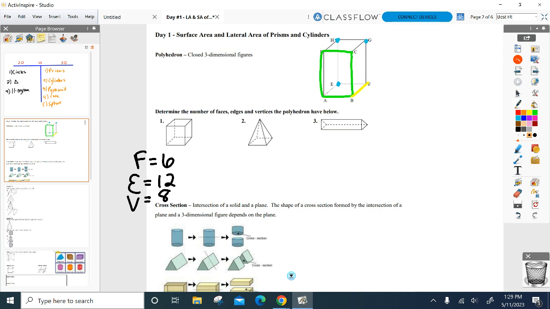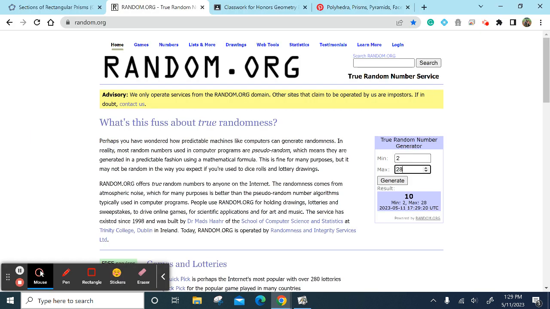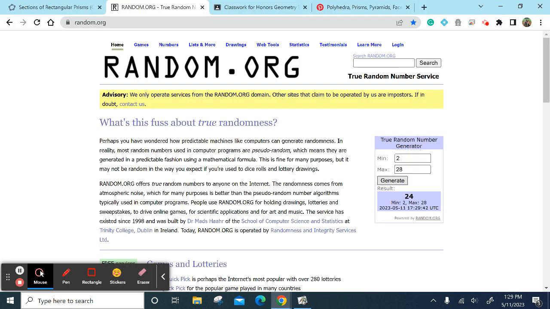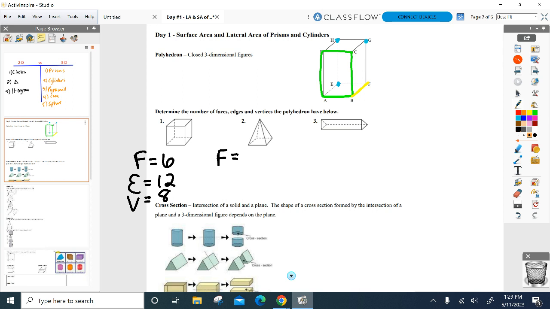All right. Next figure. What do I call that bad boy? That's a pyramid. Yep, we'll talk more about those tomorrow. But for now, how many faces does this pyramid have? How many faces? 5 faces, good. How many edges?